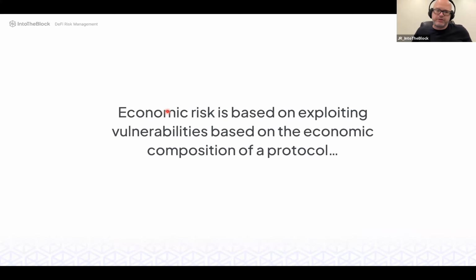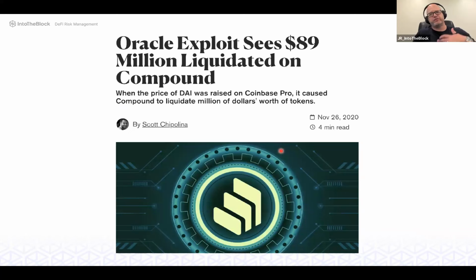Now, economic risk, we think, is the peak of the pyramid. It's probably the most important. Here the protocols are working as planned, no exploits or anything, but given the composition of the protocol, you can exploit it in different ways. This ranges from oracle manipulation attacks to slippage and all sorts of different things, and this happens every single day in DeFi.